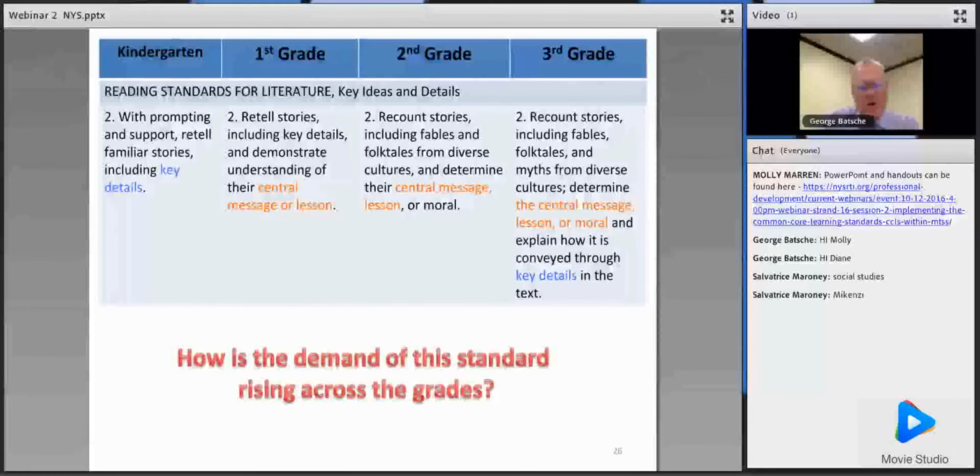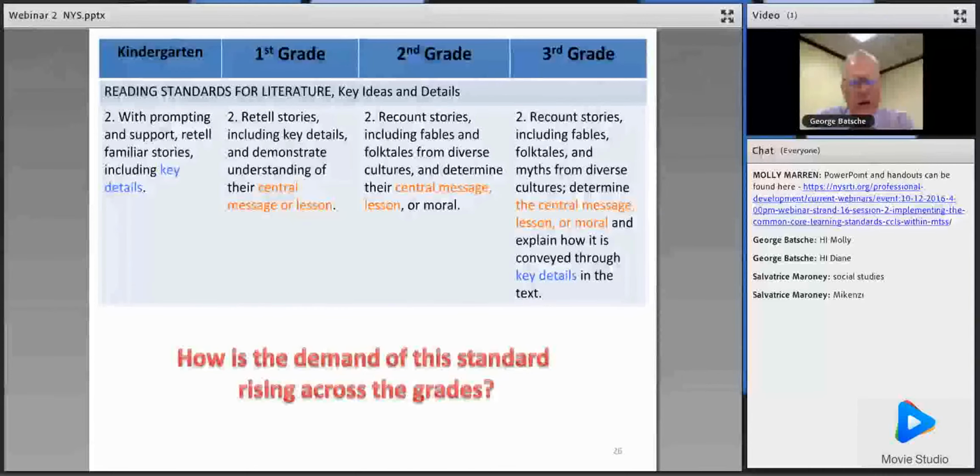Now, I want you to go back to the kindergarten once again. With prompting and support, retell familiar stories, including key details. So the key words here, a couple of them, are prompting and familiar. We are trying to teach kids in kindergarten how to discern key details. We're making that easier by using familiar stories and scaffolding with prompting.